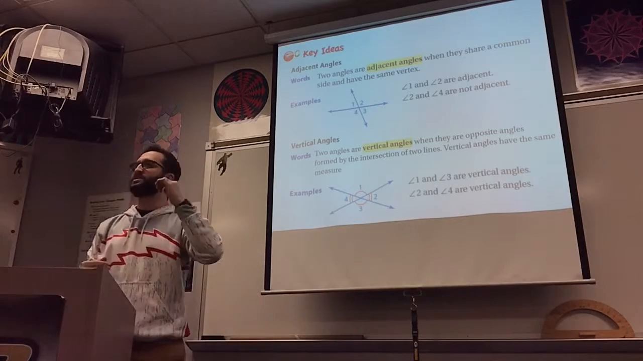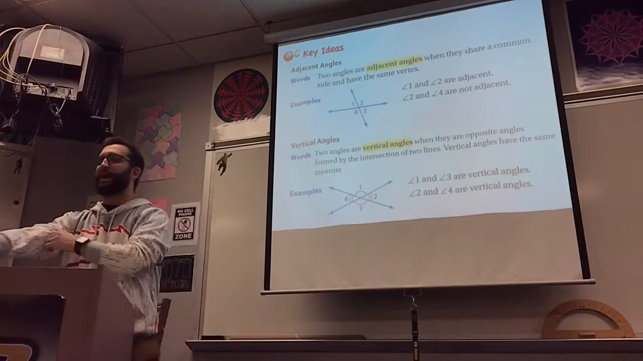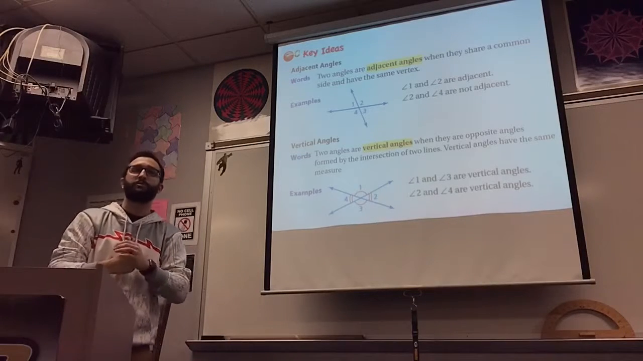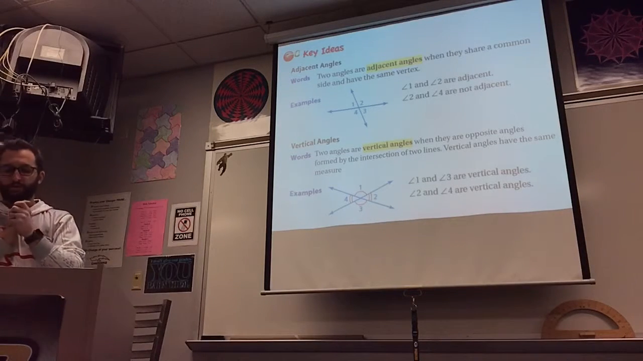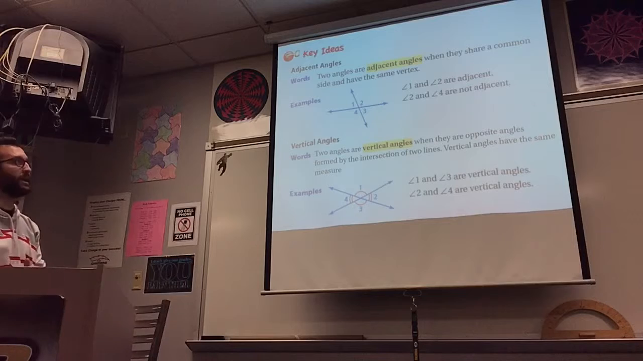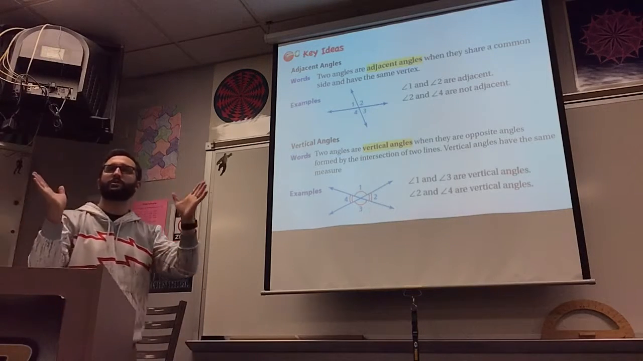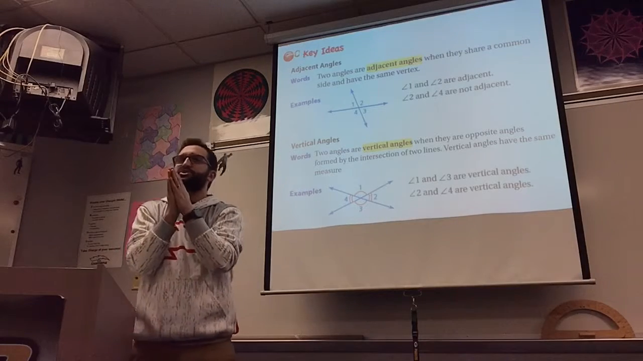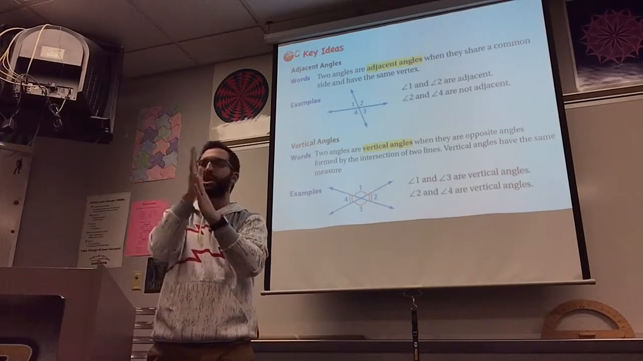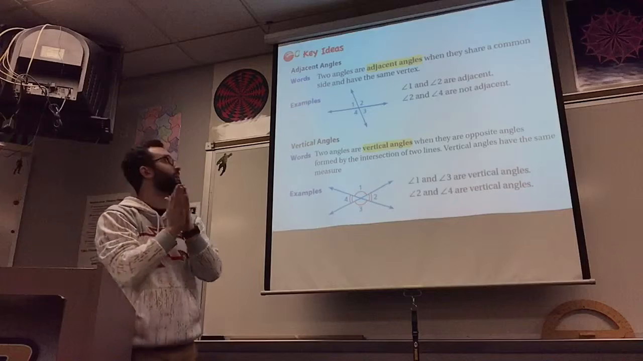All right, so sense of sight, you're currently seeing them. Sense of touch, you are writing them. And let's also hear them at the same time. So, adjacent angles. 2 angles are adjacent angles when they share a common side and have the same vertex. Adjacent angles are kind of neighbors. They share a wall, right?